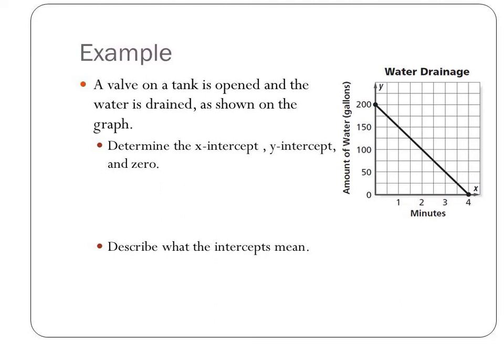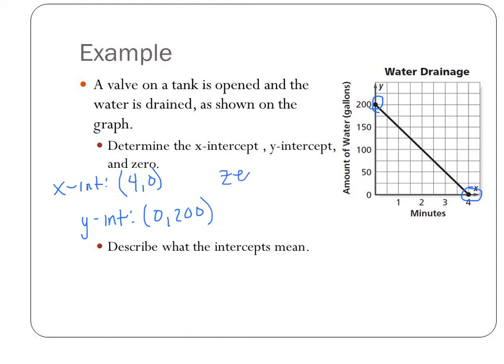So here we have that a valve on a tank is opened and the water is drained. Okay? As shown on the graph, determine the x and y-intercepts and the zeros. Well, what is my x-intercept? Let's list it as an ordered pair. It's right here. It's going to be (4, 0). My y-intercept is going to be (0, 200). Remember when you do ordered pairs, they have to be in parentheses with a comma between them.